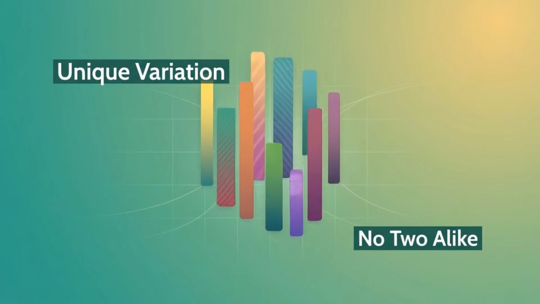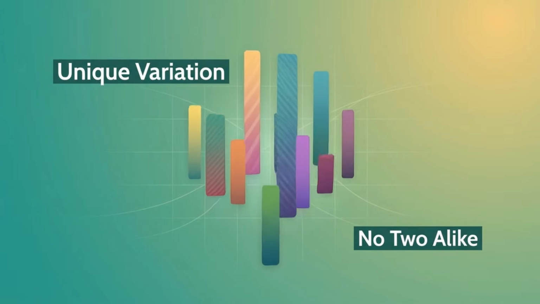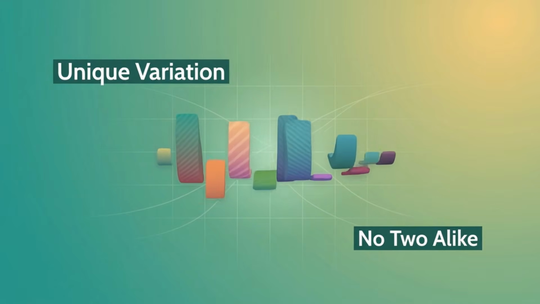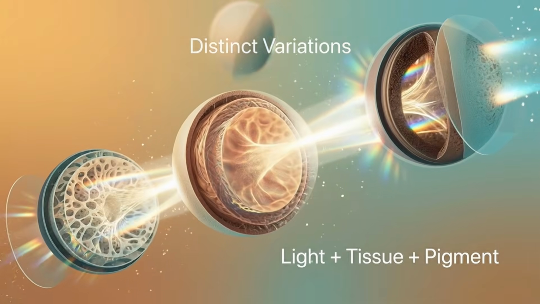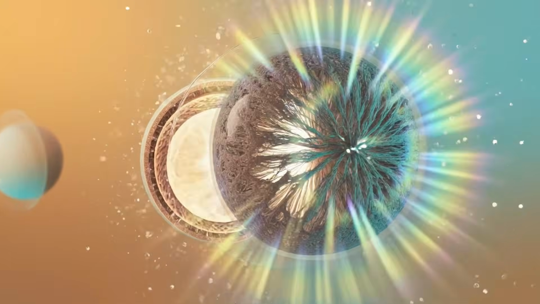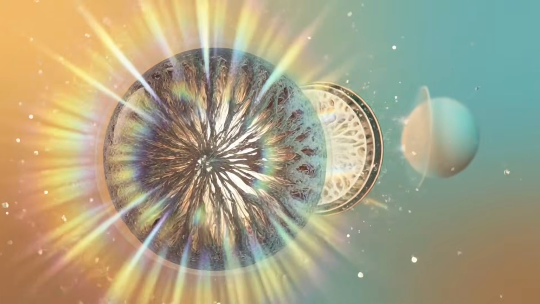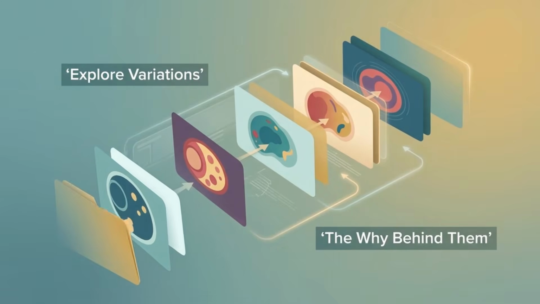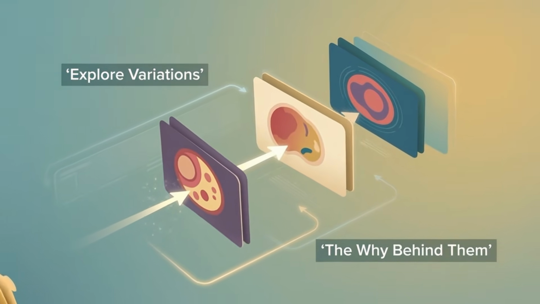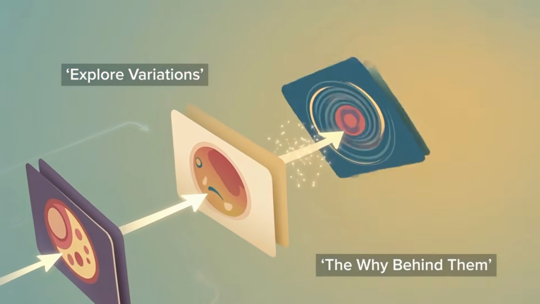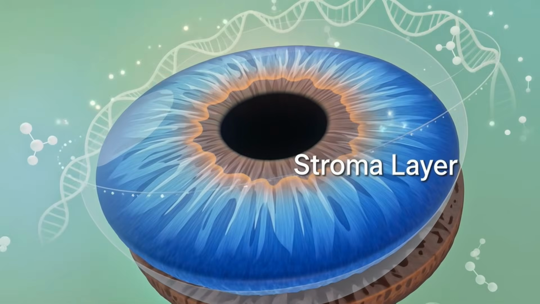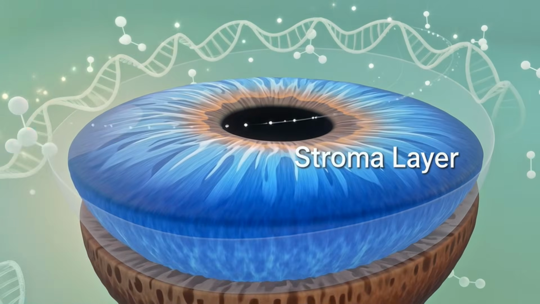But what makes them genuinely fascinating is that within that small percentage, there isn't one single green. There are multiple distinct variations, each produced by a completely different interaction between light, tissue, and pigment. Today, we're going to walk through those variations one by one, not just what they look like, but why they exist at all. To understand any of this, you need a foundation in how the iris actually works.